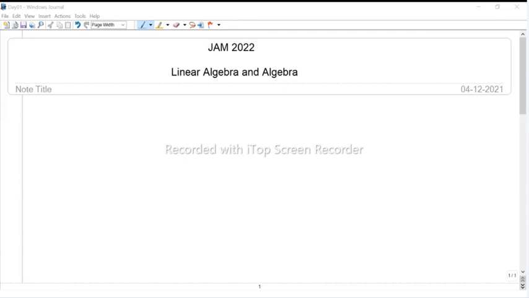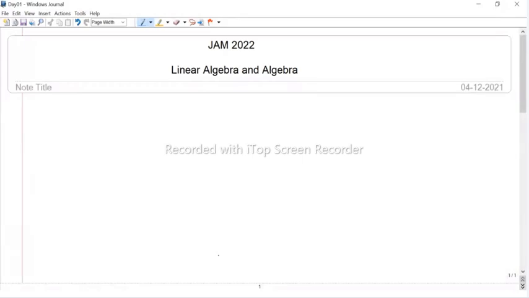So today we start with linear algebra. First we start with linear algebra. In that, the first part is systems of equations. There are some methods to solve a system of equations. So first of all, what is a system of equations?